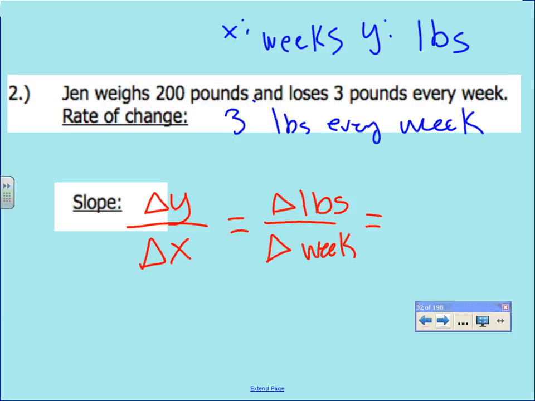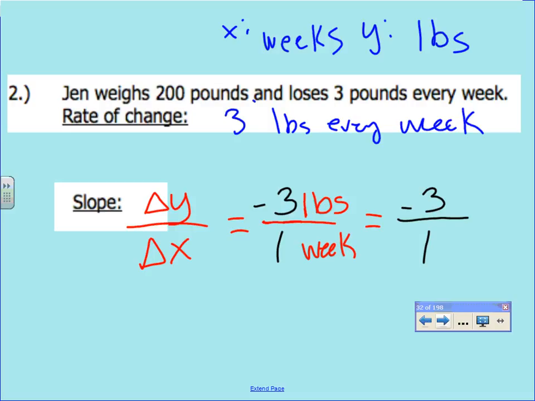Okay, so what number are we filling in next to pounds? So what number is going to go in front of pounds? Luke B. Nope. What's changing? Good. Is it going to be a positive 3 or a negative 3? Good. So her pounds are decreasing by 3 every what? Jared? Good. So negative 3 pounds for every 1 week. And then our last step is just to simplify this to negative 3 over 1.